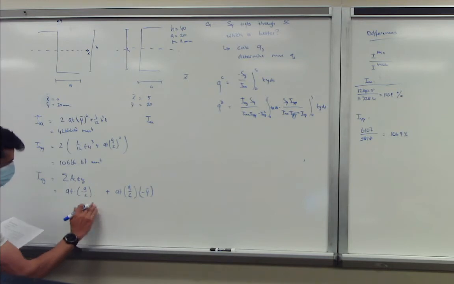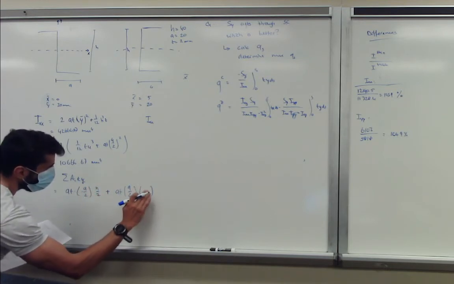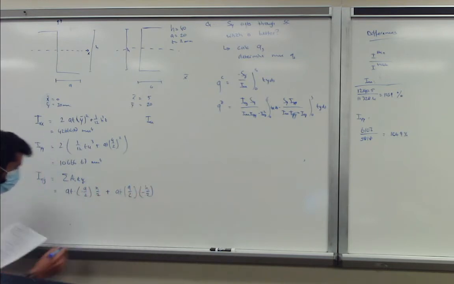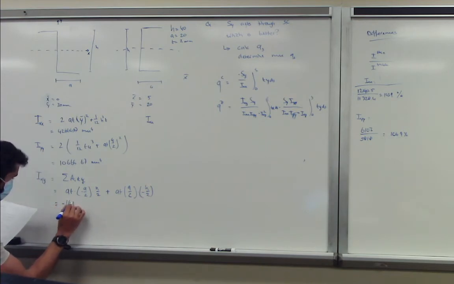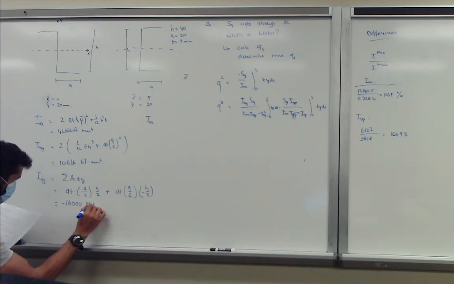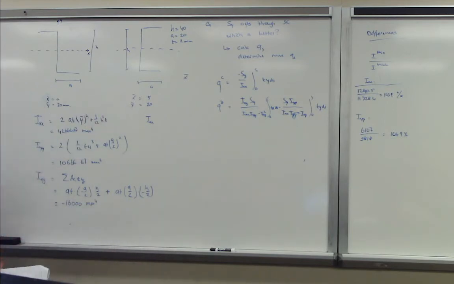This Y bar is basically H over 2, by the way. So if you plug this in, we get negative 1600 millimeter to the power 4. Yes? So in the Iyy, there won't be a third term for the vertical part? No, because the vertical coincides with this local coordinate system. The local coordinate system corresponds with the centroidal axis of this cross section.